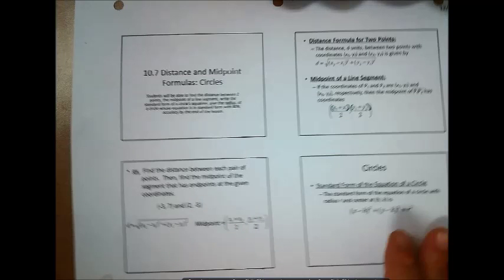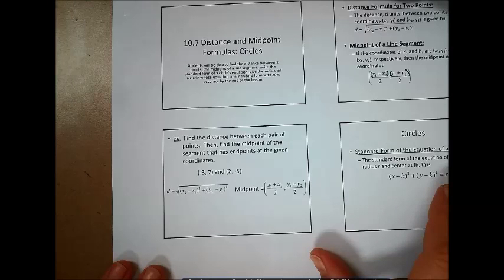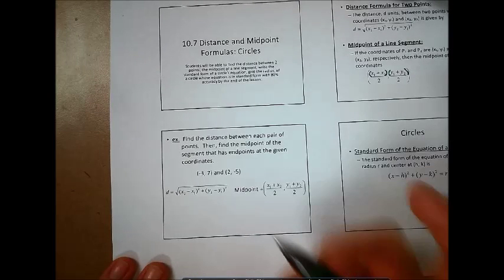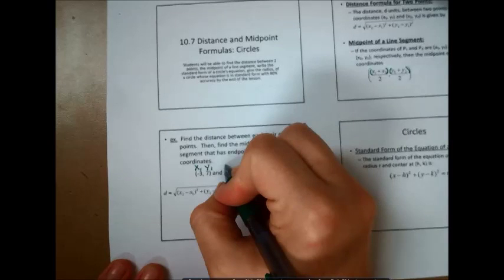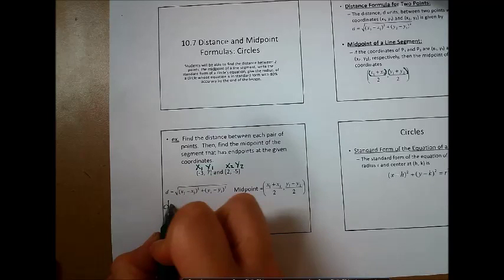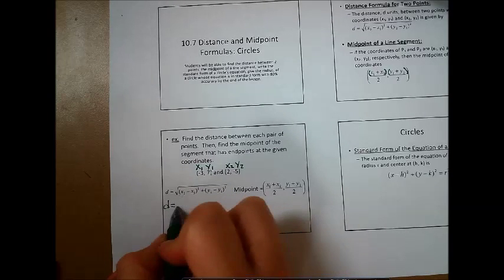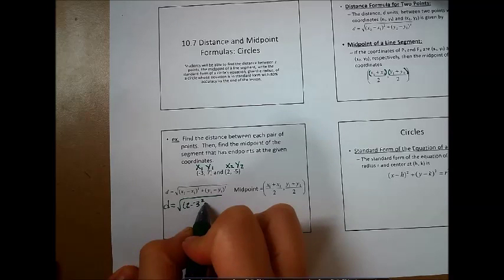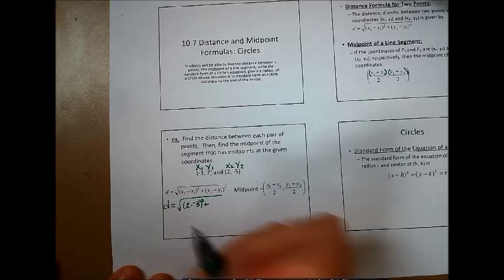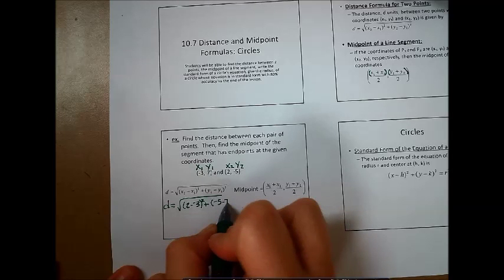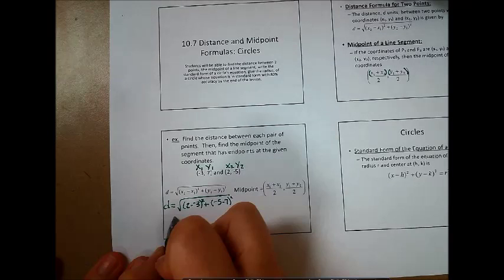Okay, so let's do an example. We have -3, 7 and 2, -5. So if we make this one x1, y1 and this one x2, y2, then our distance formula says that it is the square root of (2 minus -3) squared plus (-5 minus 7) squared. Did I do that right? Yes. Okay.